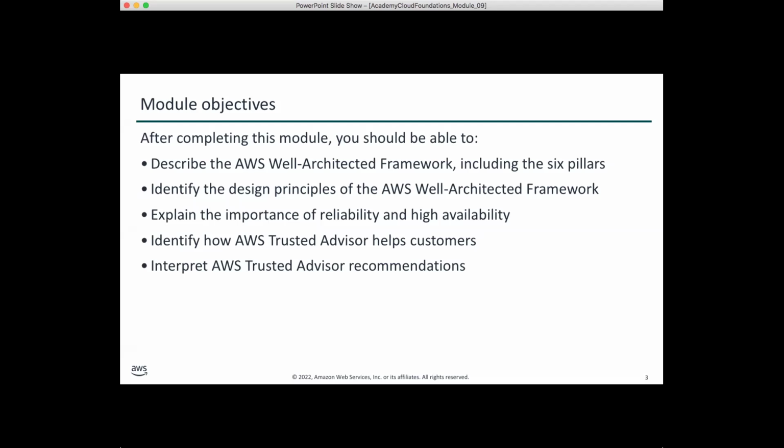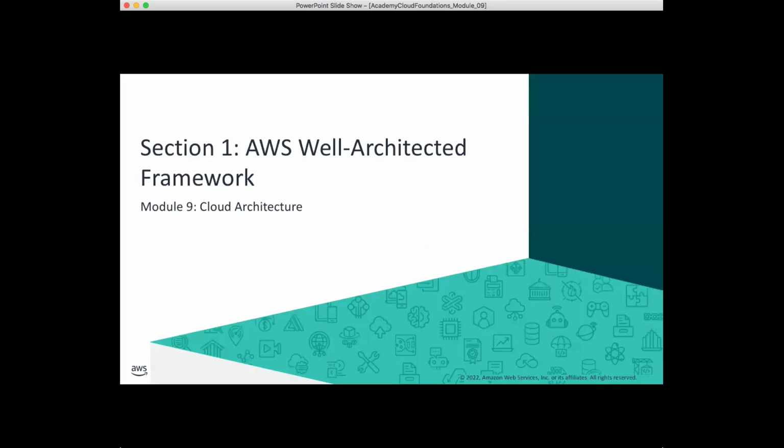We'll look at them. We'll also try to understand and explain the importance of reliability and high availability, identify how AWS Trusted Advisor helps customers, and see how to interpret AWS Trusted Advisor recommendations. So let's start by introducing the AWS Well-Architected Framework.